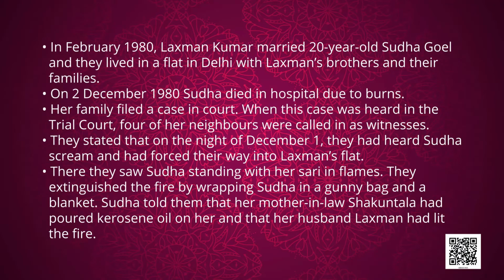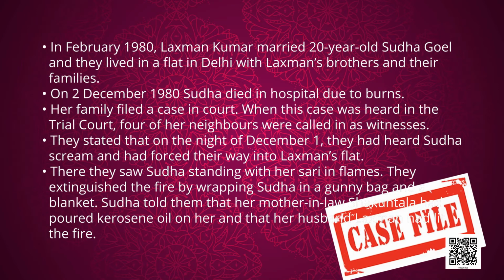Let us understand what we mean by the appellate system by tracking a case, State versus Lakshman Kumar and others, from the lower courts to the Supreme Court. In February 1980, Lakshman Kumar married 20-year-old Sudha Goyal and they lived in a flat in Delhi with Lakshman's brothers and their families. On 2nd December 1980, Sudha died in hospital due to burns. Her family filed a case in court.